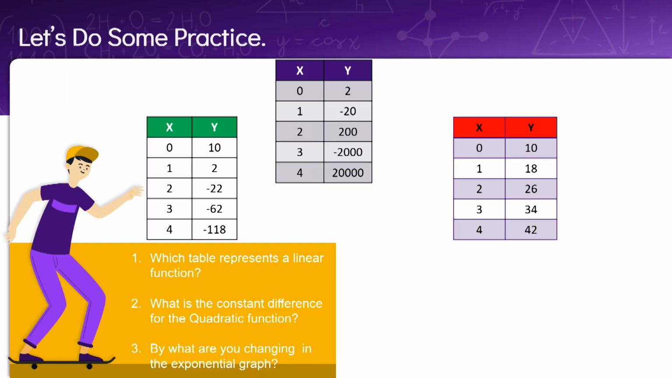So now let's do some practice. We have 3 different tables. Which table represents a linear function? Which table is the constant difference for a quadratic function? Excuse me, what is the constant difference for the quadratic function? And by what are we changing in the exponential graph? So let's go ahead and start.